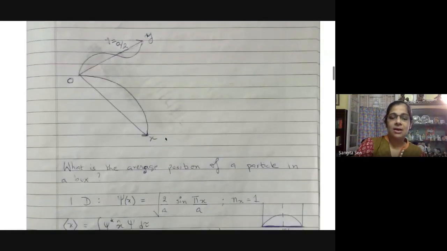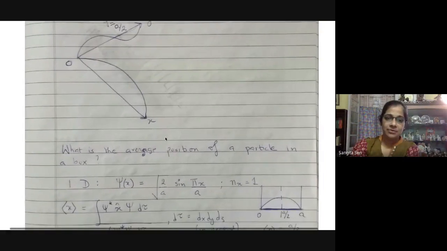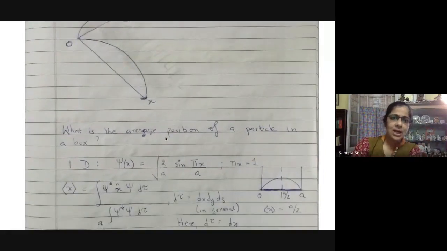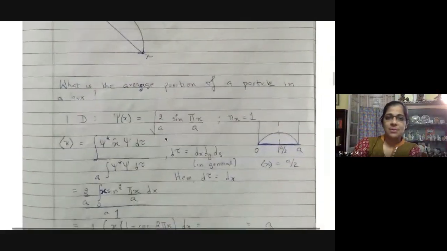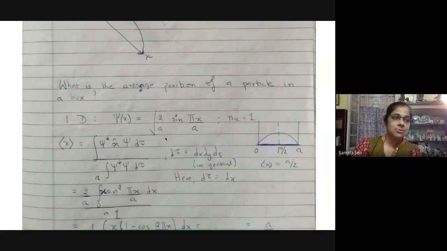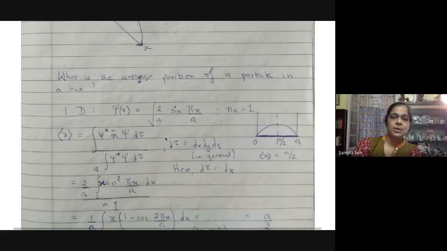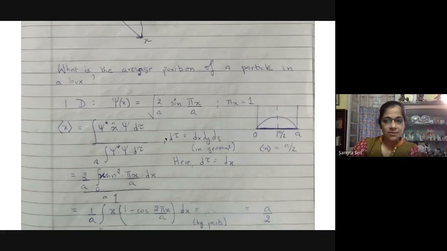Okay. So now that we have looked at an example of a wave function, how can we find the average position of a particle in a box? So for this particle in a one-dimensional box, we have seen the probability distribution. So there's definitely some average value, the place where you will most likely find the particle. So how to do that? It's basically very simple.